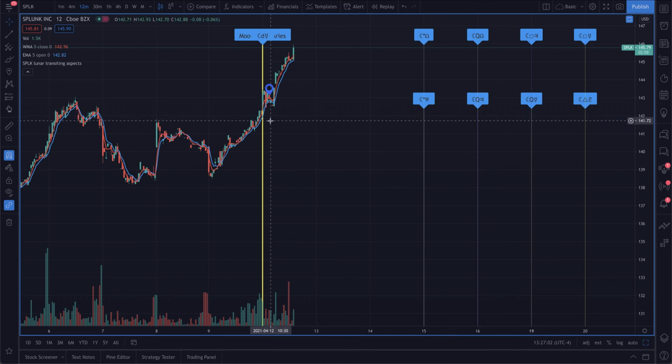You can see down here, this is where I was able to enter. It was right around the 143 area. We're up at 145 right now. If you can get a good entry on this, it's probably going to be a good trade this week. So that's off to the races.